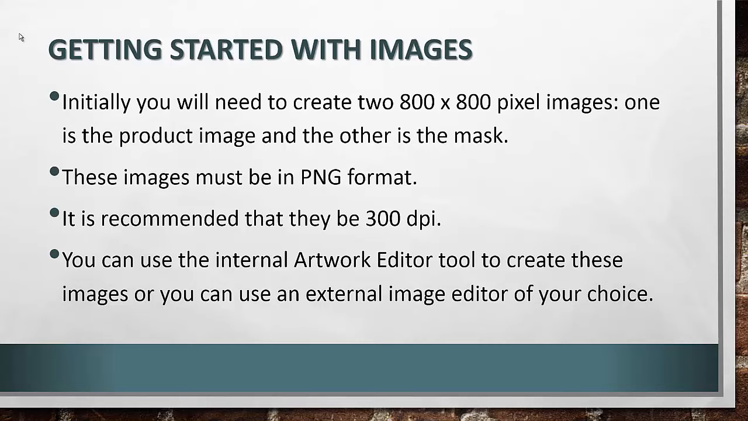So let's talk about the images you need to create your product templates. Initially, you're going to need to create two 800 by 800 pixel images. One is the product image and the other is the mask. These images must be in PNG format. It is recommended that they be 300 dpi. You can use the internal artwork editor tool to create these images, or you can use an external image editor of your choice. Just whatever you're most comfortable using. For the purpose of today's demo, we're going to show you the internal artwork editor so you'll know how it works.